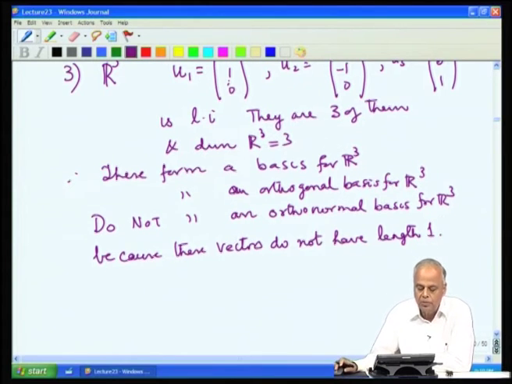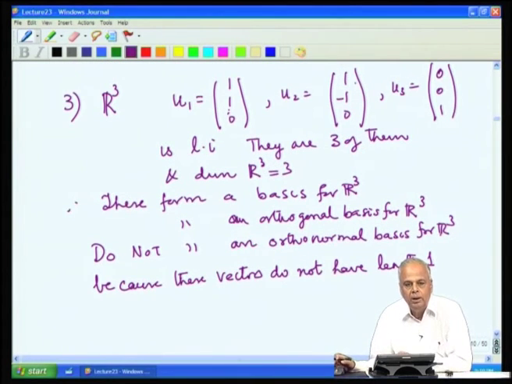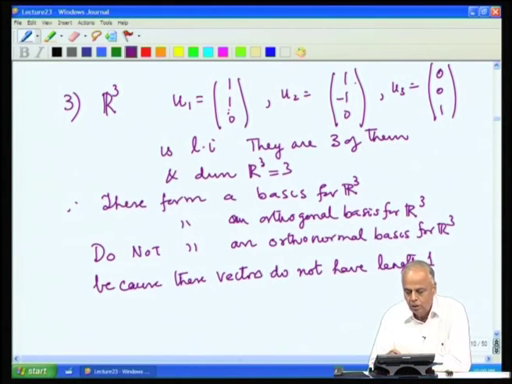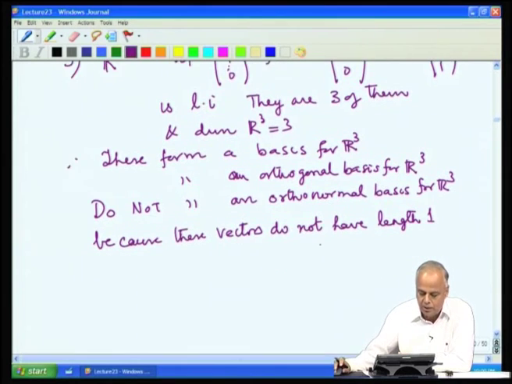Now, since we already have orthogonality, in order to get normality, all we have to do is divide each one of these vectors by its length. When we say that they do not have length 1, u 3 has length 1, but u 1 and u 2 do not have length 1. Even if one vector fails to have length 1, we lose the normality condition.